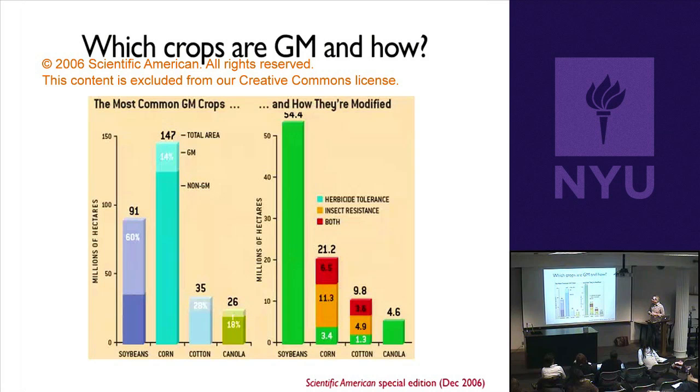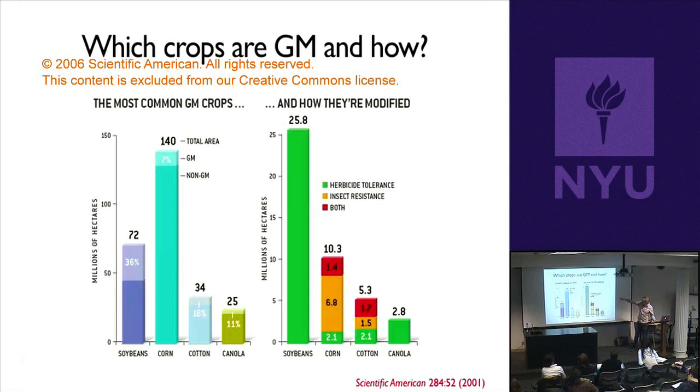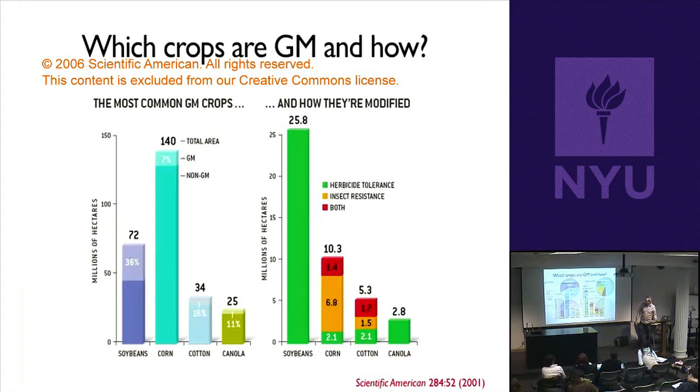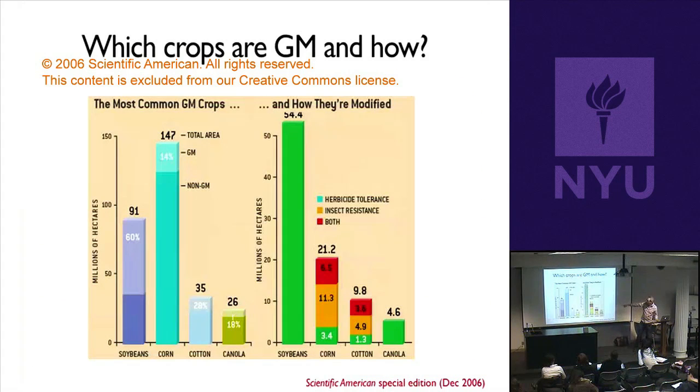Okay, corn has increased, so from 7% of total area genetically modified to 14%, so a doubling of the percentage of genetically modified corn. Cotton, likewise, went from about 16% to about 28%, almost doubling. Canola went from 11% to 18%, okay, a big increase. So that's the trend. There's no doubt about it. That's the trend, that this part of the bar is increasing relative to the non-genetically modified version.